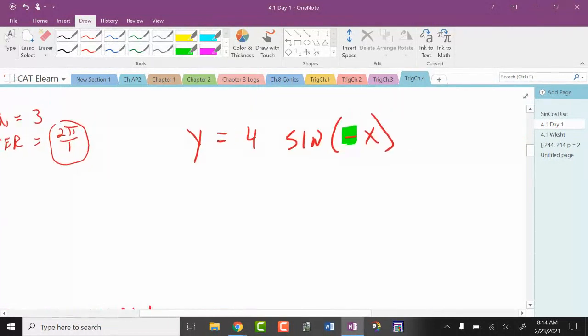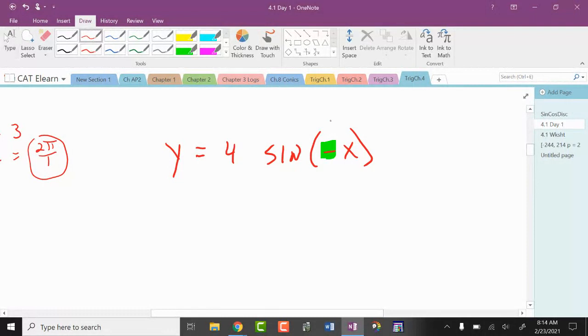Oh no! What does that negative mean on the inside? And I still don't have a number to change the period. But what I do have is what's called a y-axis reflection. You must remember, still the same. Negatives on the outside, flip it over the x-axis. Negatives on the inside of the function, flip it over the y-axis.